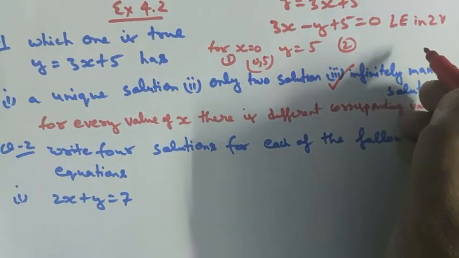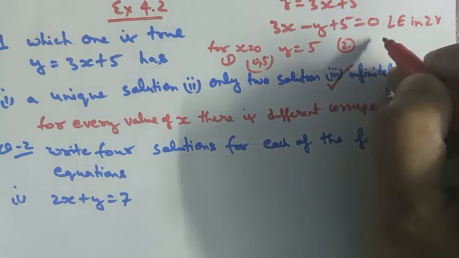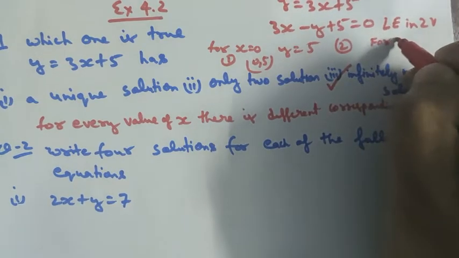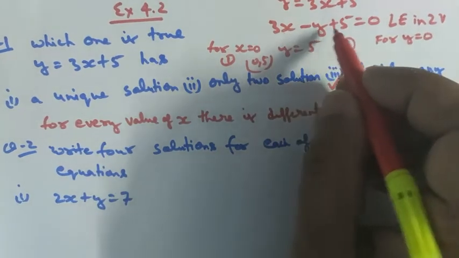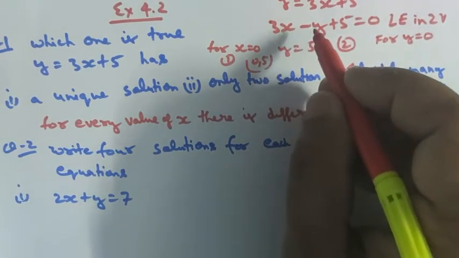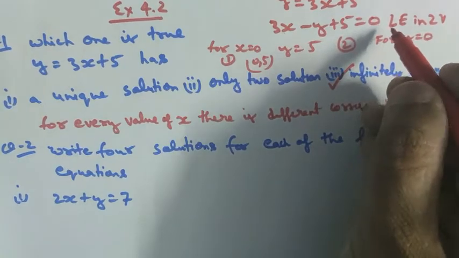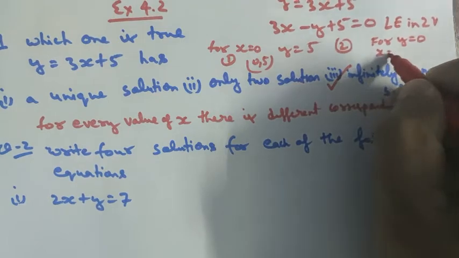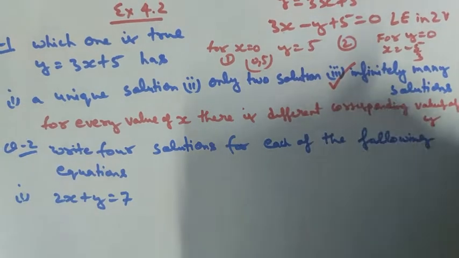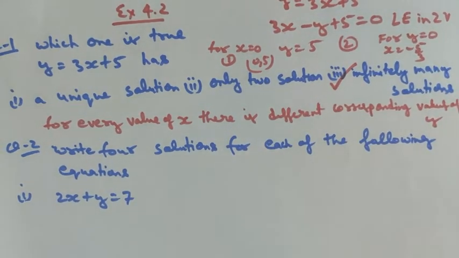Similarly, if we take the value of y equals 0, then 3x minus 0, or 3x plus 5 equals 0. So 3x will be equal to minus 5, x will be equal to minus 5 upon 3. So there are different values. For different values of x there will be different corresponding values of y, and vice versa. Means for different values of y there will be different corresponding values of x.